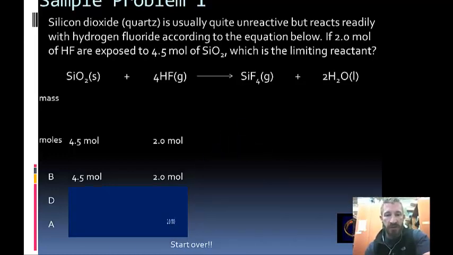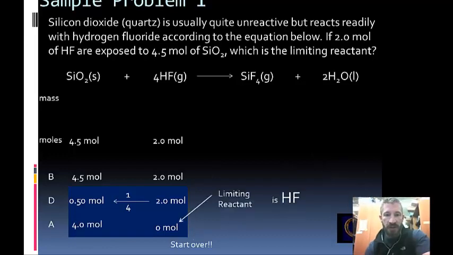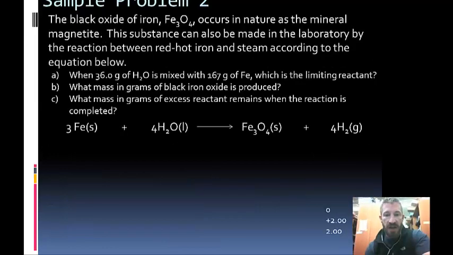To do this, you want to say that HF is the limiting, so that goes down by 2. That gives us 0 of that at the end. Then you go to the other reactant. It's going to be a 1-to-4 ratio, so you divide 2 by 4, which is 0.5, so it goes down by 0.5. And so at the end we have 0 moles of HF and 4 moles of silicon dioxide, SiO2. HF is the limiting, and that's how we did that one.